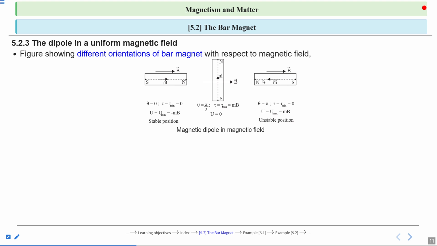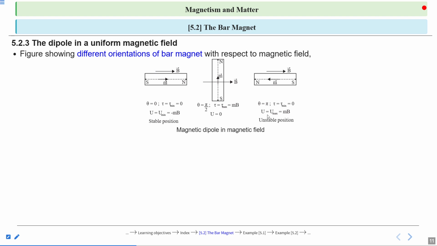Now, when this bar magnet is placed anti-parallel to this magnetic field, so when the magnetic moment has direction opposite to the magnetic field, the angle between both these vectors will be 180 degrees. So theta is pi, which is 180 degrees. So torque is again mB sin theta, and sin 180 degrees is 0. So torque again is minimum. Torque is minimum at two orientations, when the magnetic moment is parallel or anti-parallel to the magnetic field.